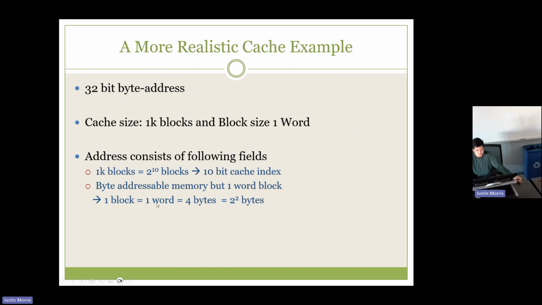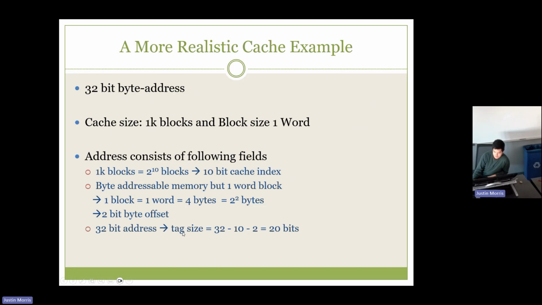One block is one word. One word is 4 bytes. That's 2 to the 2 bytes. So 2 bits of byte offset, which is also in our case our block offset, okay? Because we have one-word blocks.